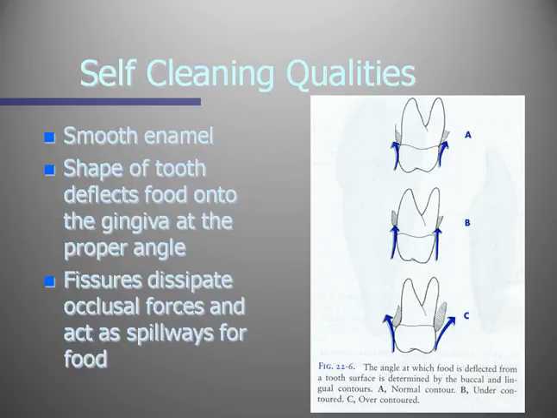The self-cleaning qualities of the tooth include a smooth enamel, the shape of the tooth which deflects food onto the gingiva at the proper angle, and fissures which dissipate occlusal forces and act as spillways for the food.